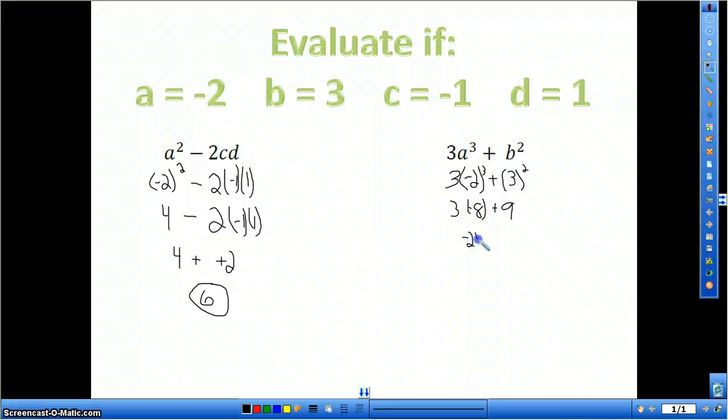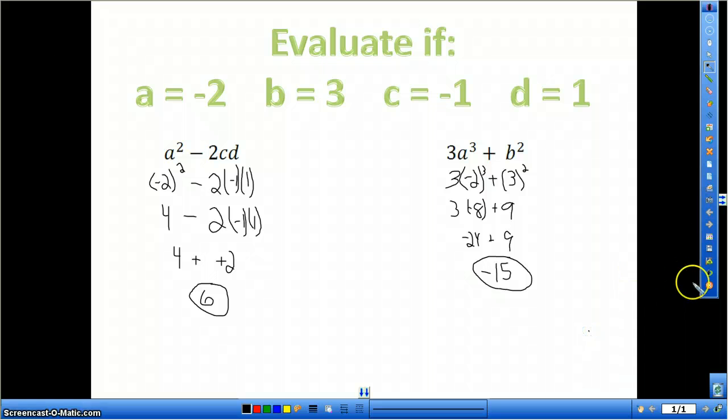So that's -24. And then you've got -24 plus 9. And this is going to give you back -15. And that's your final answer right there. So that's how you evaluate with that.